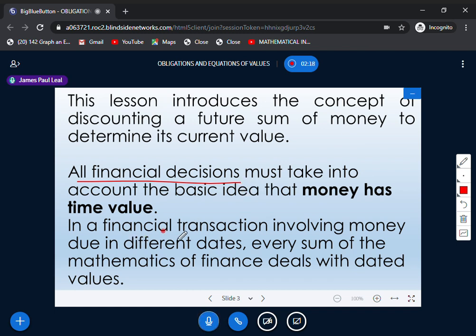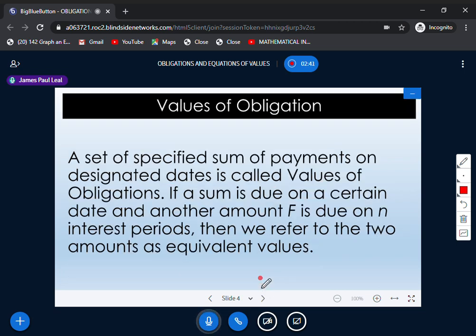In financial transactions involving money due in different dates, every sum in the mathematics of finance deals with dated values. So we will know how to compute certain problems on that. Now let's proceed to the values of obligation.